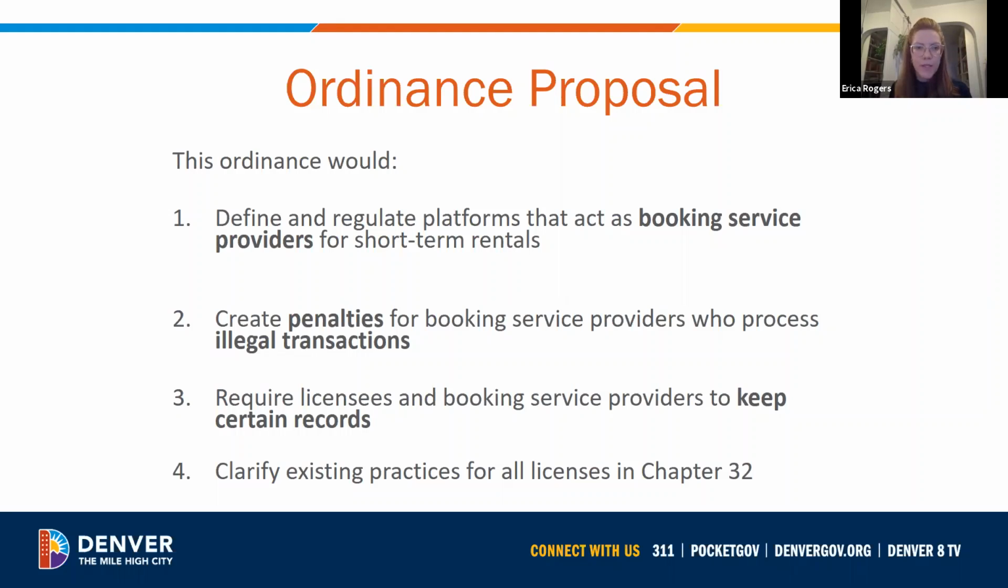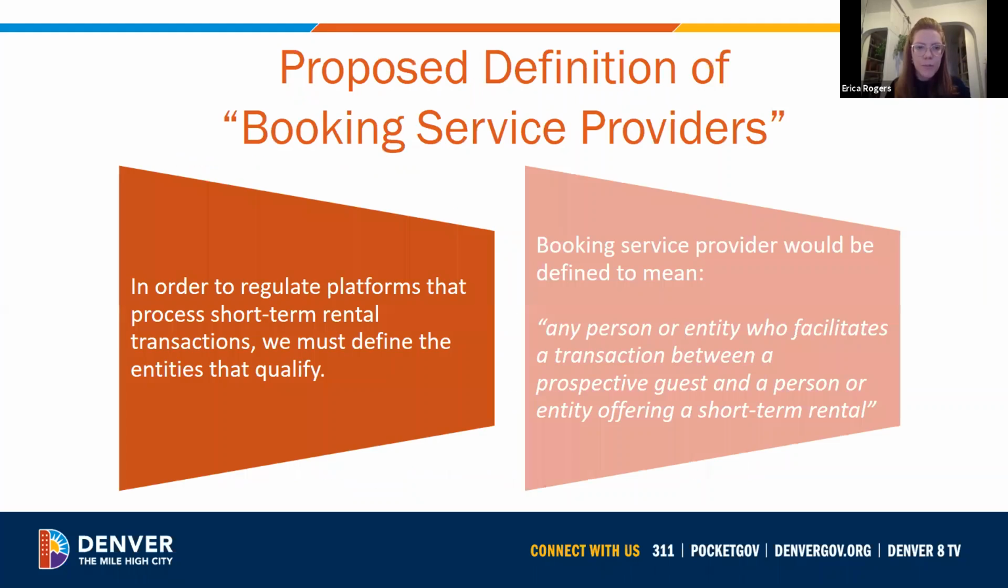So first here would be the definition for booking service providers. It would be any person or entity who facilitates a transaction between a prospective guest. So in order to regulate, we have to define. So that's the first thing that the ordinance would cover. Any questions about that definition?